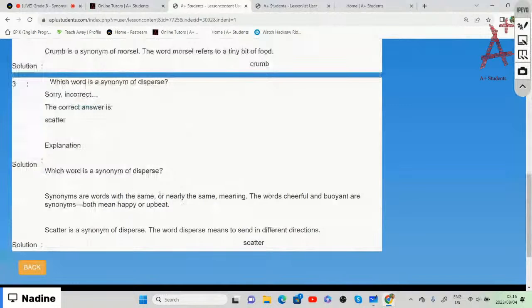Disperse. If they say that the crowd needs to disperse, it means the word disperse means to send in different directions. It means that they are scattering. So scatter is the word that is similar to disperse.